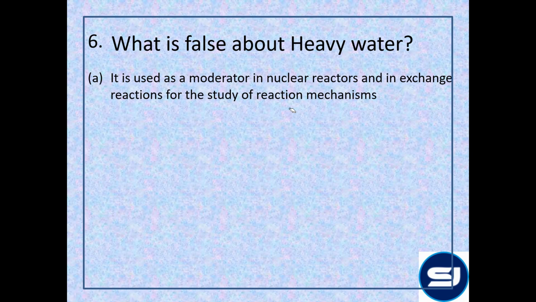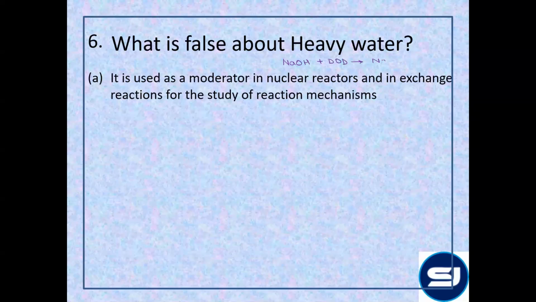True. Heavy water is used in slowing down the speed of neutrons, and that's why it's used as a moderator in nuclear reactors. In exchange reactions for the study of reaction mechanism, it is used in many deuterolysis reactions, जैसे NaOH अगर heavy water से react करते हैं, which can be represented as DOD, then the hydrogen could be exchanged with deuterium to actually understand कि what H has been replaced in the reaction. Mechanism में इसको identify करने के लिए हम exchange reactions में heavy water को use करते हैं. So it's a very important advantage related with heavy water.